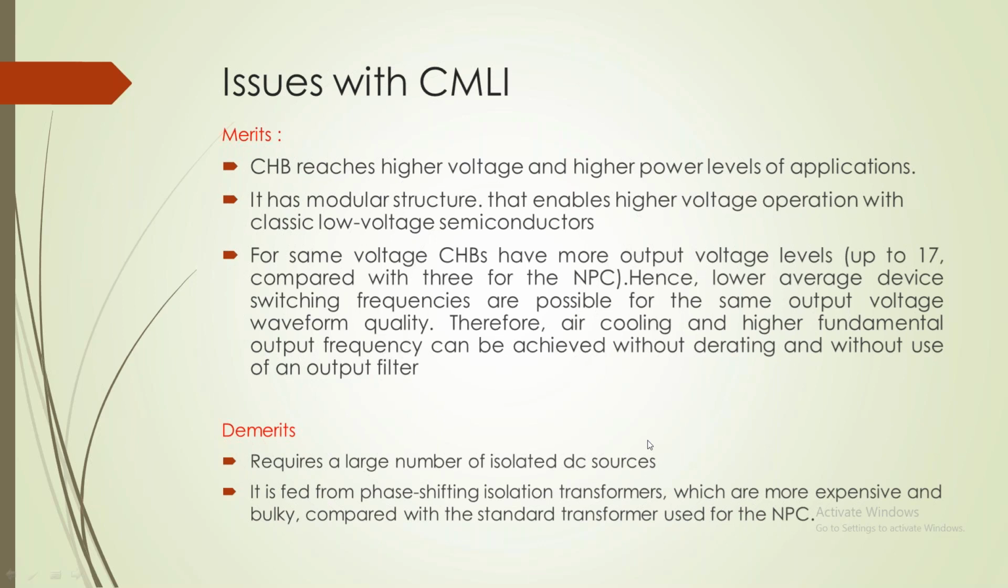So that requires a very bulky phase shifting isolation transformer, which will have separate windings for all the DC sources, which is very expensive, very bulky. And that's the limitation of the cascaded multilevel inverter. Even though it sounds very advantageous because of multiple DC sources, we need to employ isolated DC sources, which requires a bulky phase shifting isolation transformer, which is very costly and very bulky. So I will not go for using it.